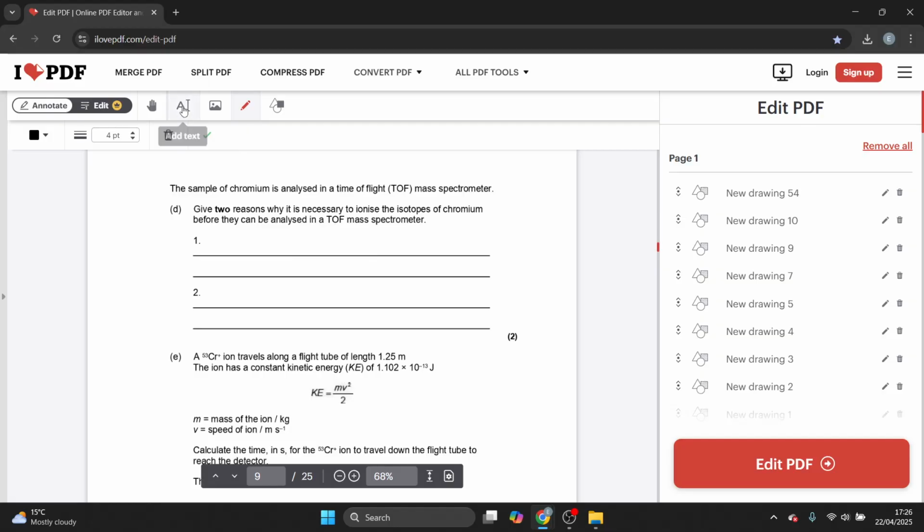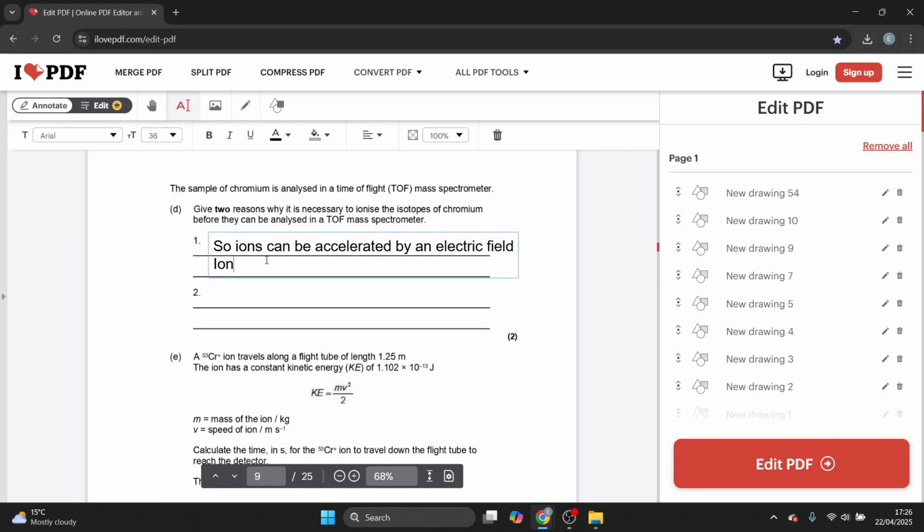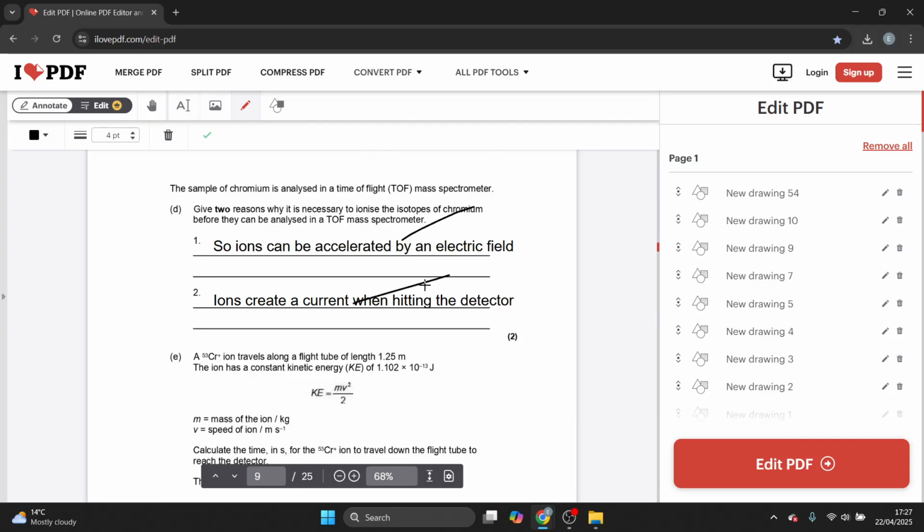Give two reasons why it's necessary to ionize isotopes before they can be analyzed in a time of flight mass spectrometer. Ions can be accelerated by an electric field. Ions create a current when hitting the detector.